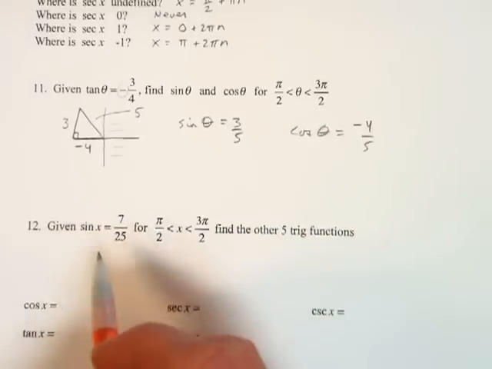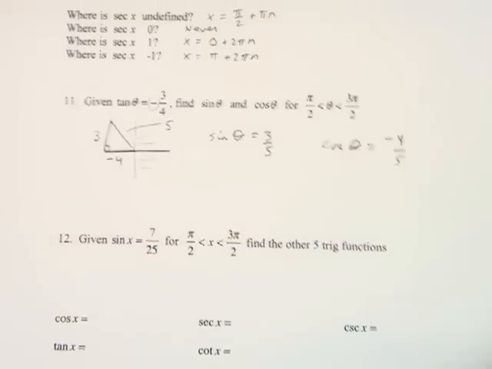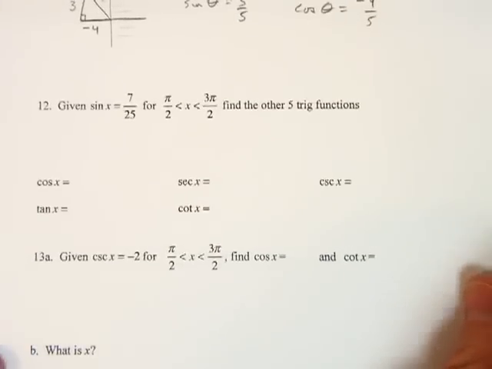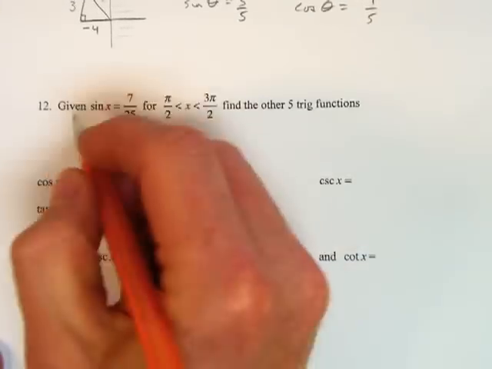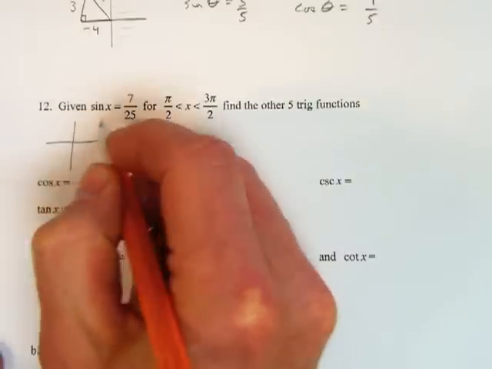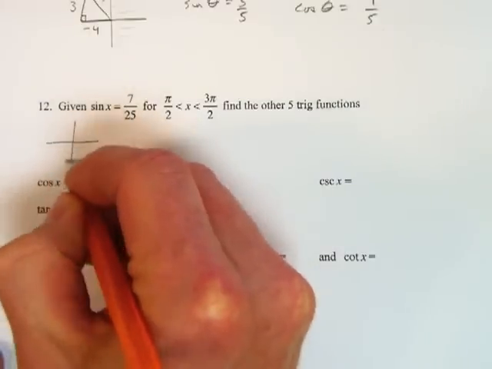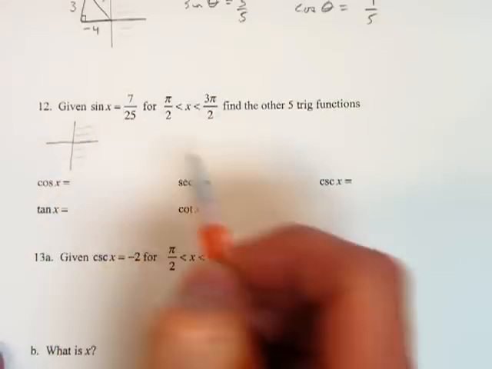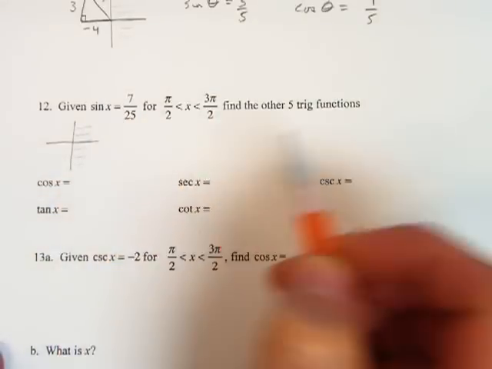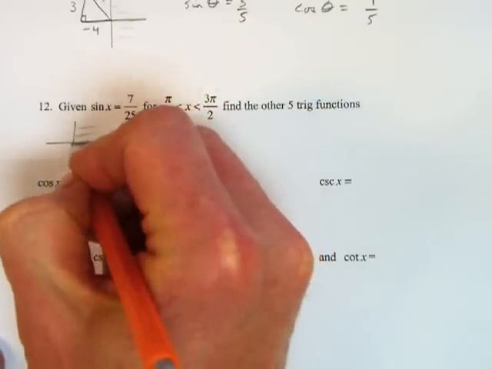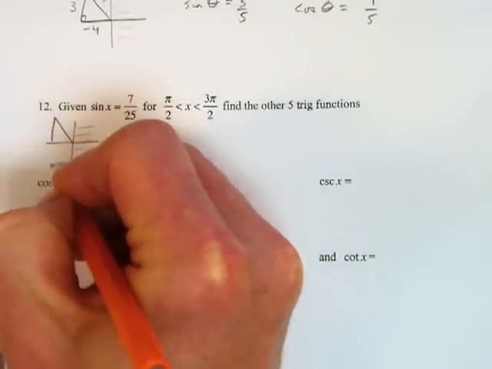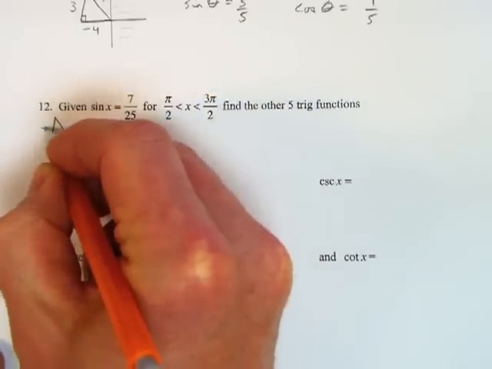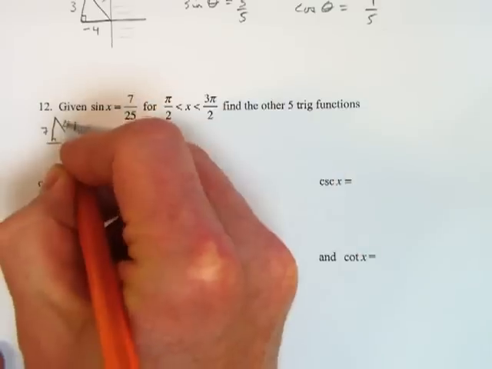Number 12, given sine x equals 7/25, and we're told that x is in between pi over 2 and 3 pi over 2. So we're going to sketch this. Pi over 2 to 3 pi over 2, that means we're going to be using the second or third quadrant. We're told sine is positive. So what quadrant are we in? We're in the second quadrant because sine would be negative. Sine's our y value. Sine is opposite 7 over hypotenuse 25.